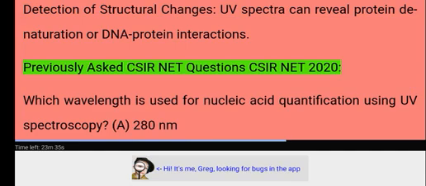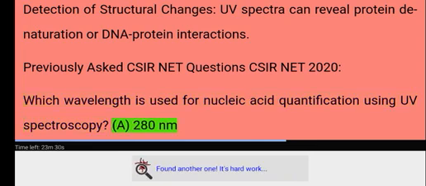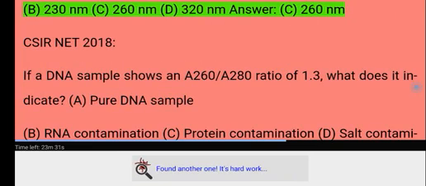Previously asked CSIR NET question, CSIR NET 2020. Which wavelength is used for nucleic acid quantification using UV spectroscopy? A. 280 nanometers. B. 230 nanometers. C. 260 nanometers. D. 320 nanometers. Answer: C. 260 nanometers.